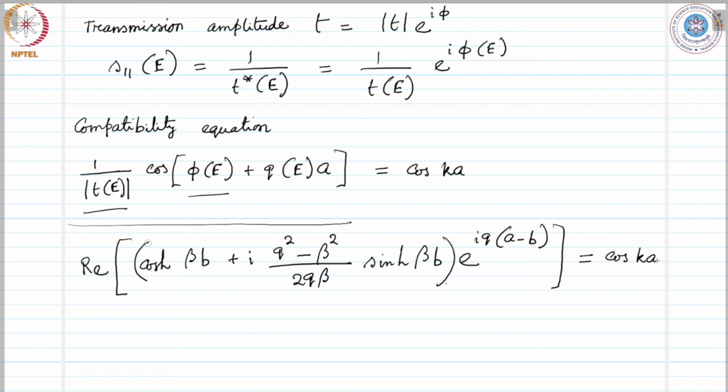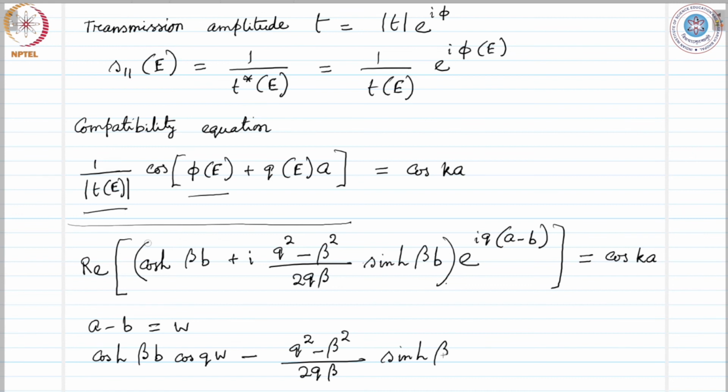Now, if we compare with the Kronig-Penney model, we can write that a minus b equals the width w, and if we put that in the above equation, we get cosine hyperbolic beta b cosine of q w minus (q square minus beta squared) over twice q beta sine hyperbolic beta b sine q w. This quantity equals cosine of k a.